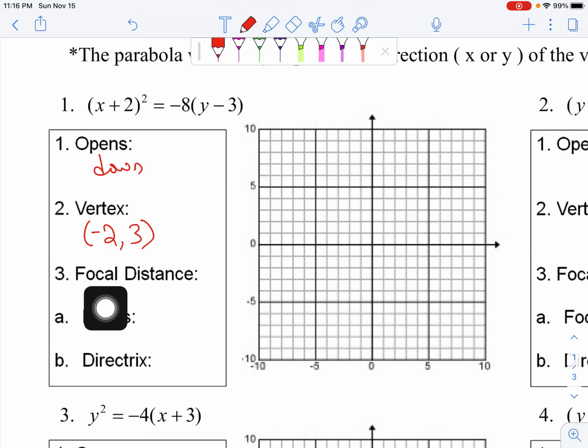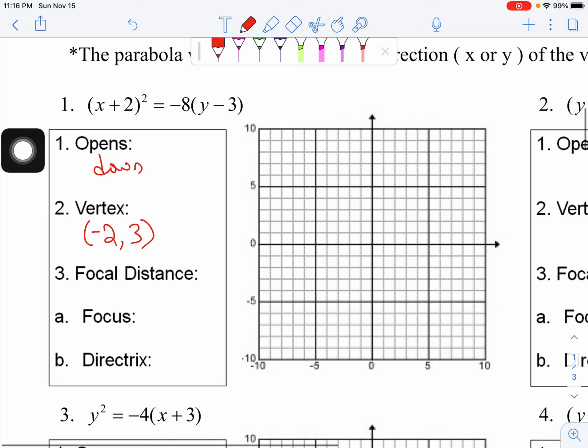Focal distance is the absolute value of this 4p. No, wait a minute, I lied there. Hold on, completely wrong. Sorry about that. What you want to do is take your value here, take its absolute value, and then divide it by 4. So you're always going to be dividing by 4, and whatever it is, because distance is positive, we're going to take 8 divided by 4. Your focal distance is 2. Sorry about that. There is a reason I was saying it was just the absolute value, but that's the length of the latus rectum, not the focal distance.